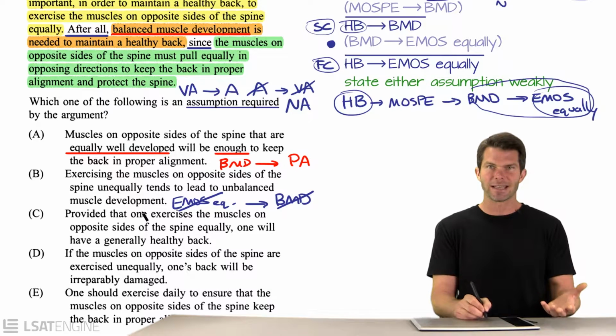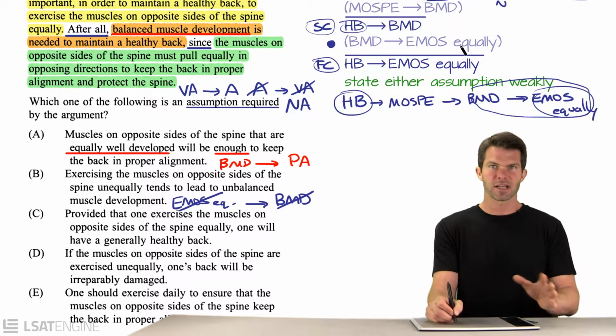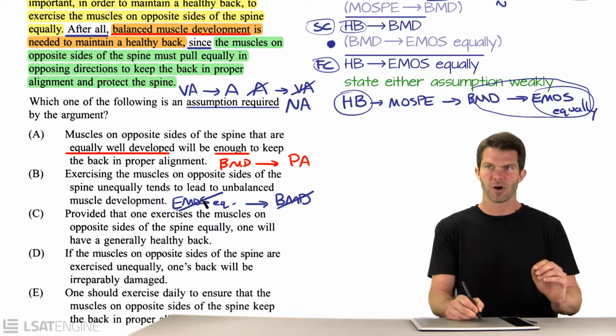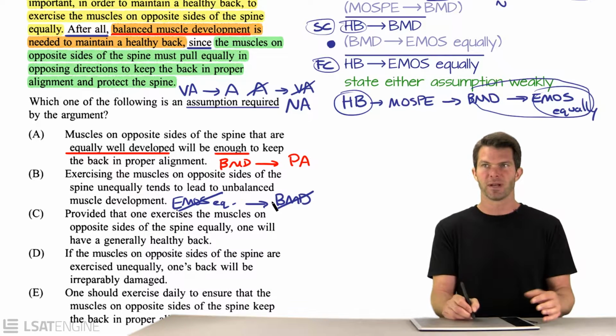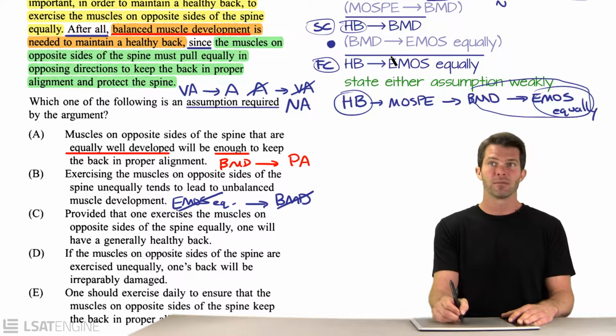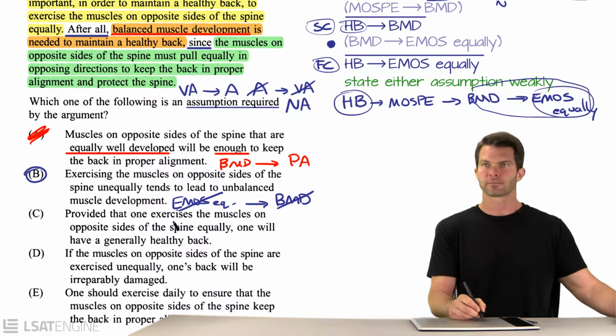We don't even need to deny it to test it. We are assuming that balanced muscle development requires exercising the sides equally. In other words, if you don't exercise the sides equally, you're not going to have balanced muscle development. It's the contrapositive of the link between our subsidiary conclusion and our final conclusion. That's why it's the right answer.